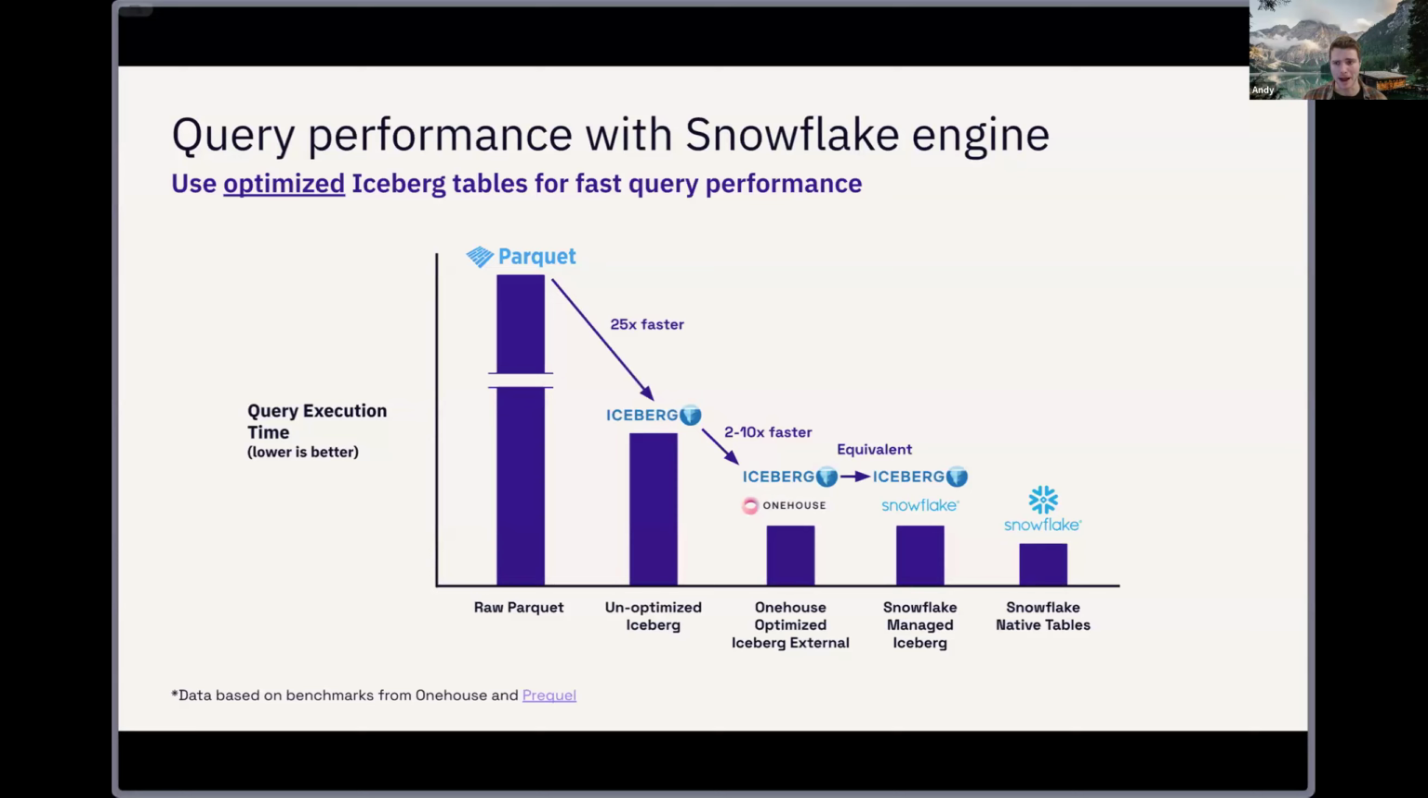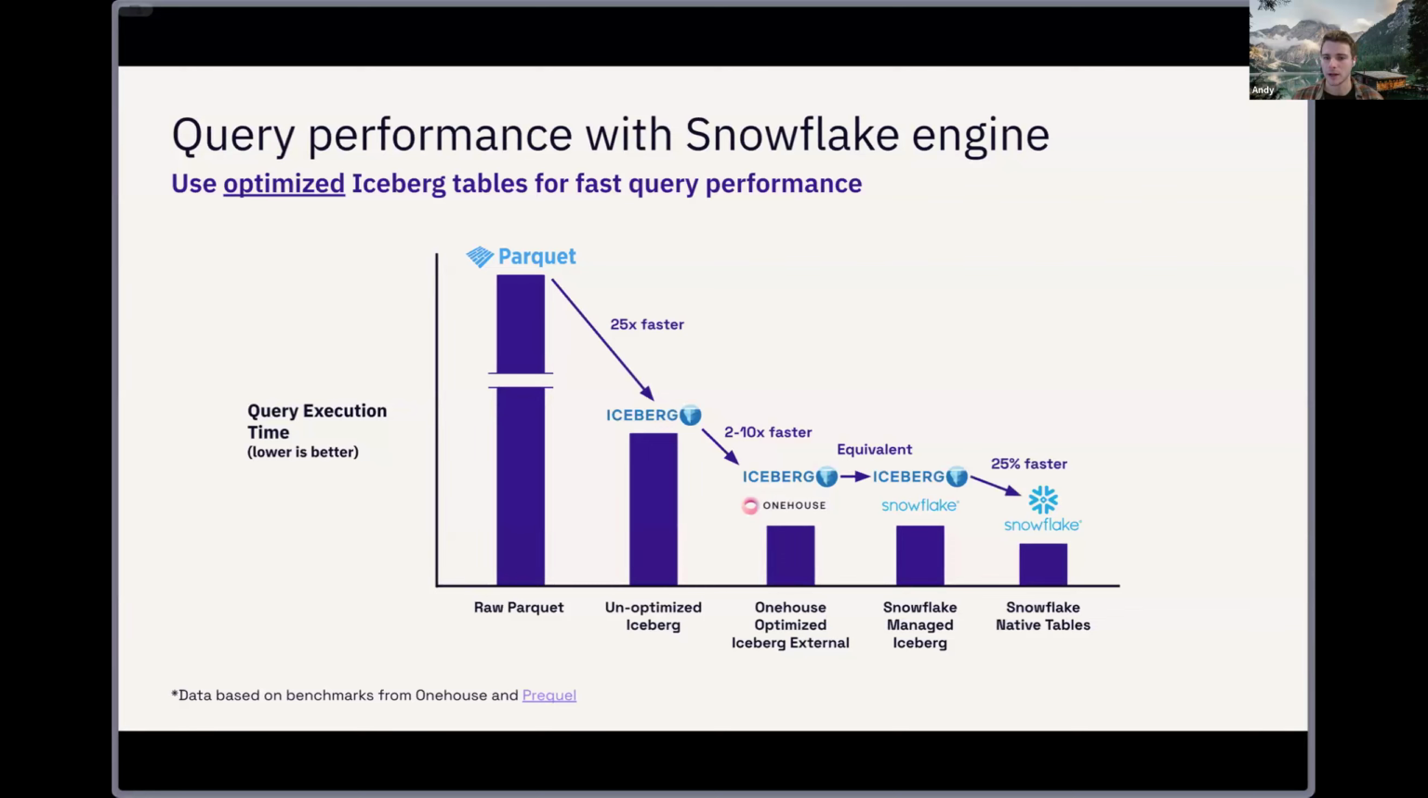Now compare that to Snowflake managed Iceberg. You actually get basically equivalent performance as long as these tables are being optimized efficiently. And you're going to get similar performance between an external Iceberg table versus a Snowflake managed Iceberg table. So this is something that you might want to keep in mind.